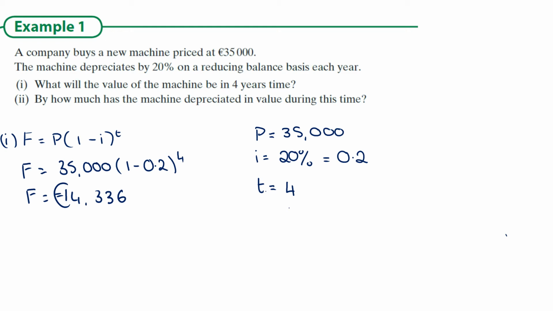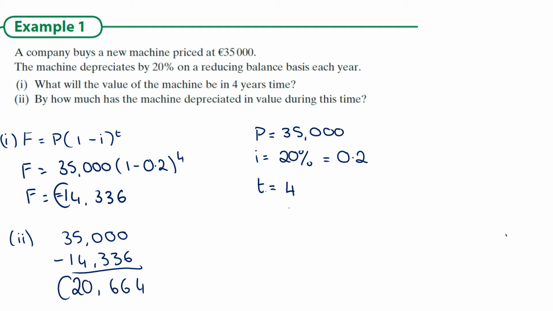So the second part of this question: by how much has the machine depreciated during this time? To find that, we look at the value of the machine at the start and the value of the machine at the end of the 4 years, and we take them away. That gives us 20,664, and that's how much the machine has depreciated during this time.